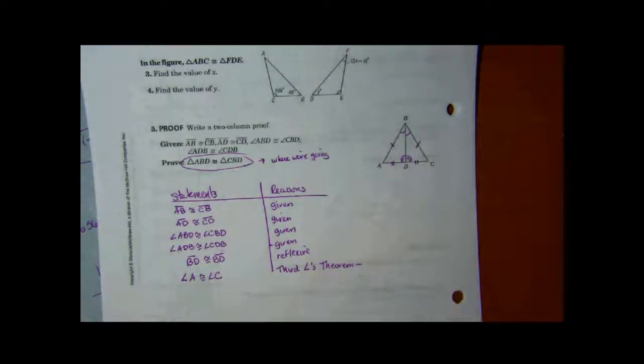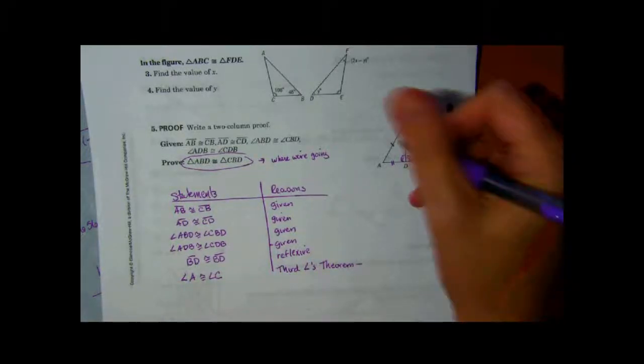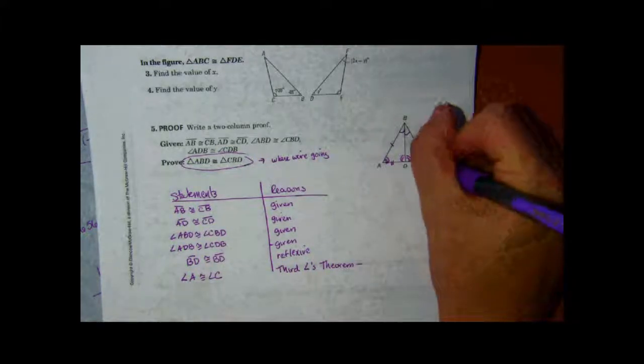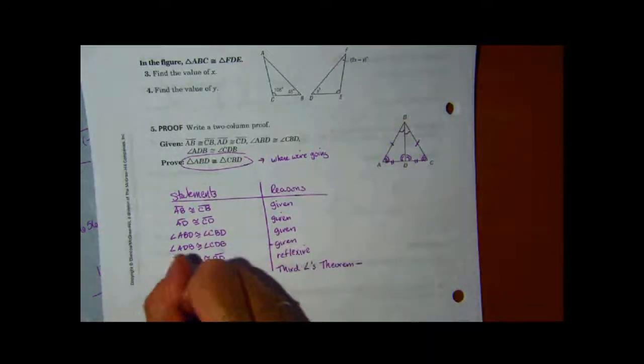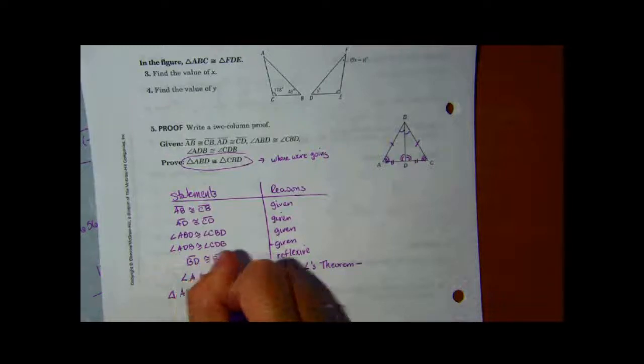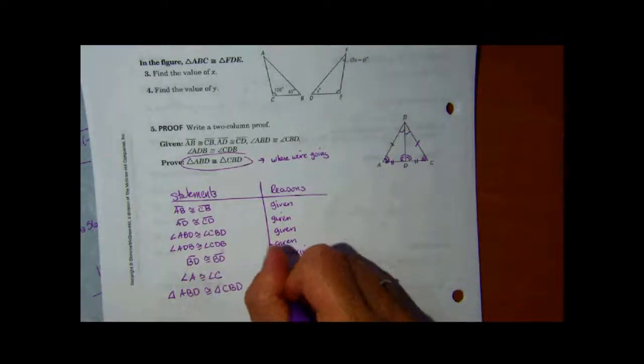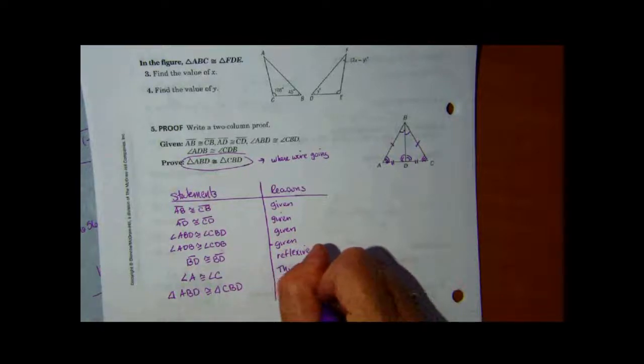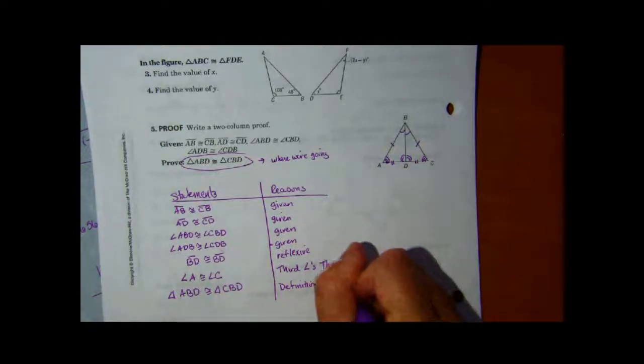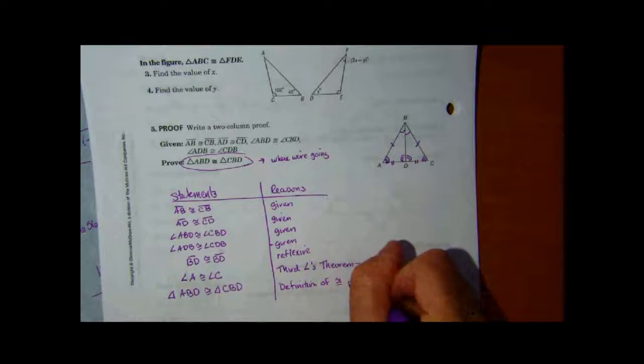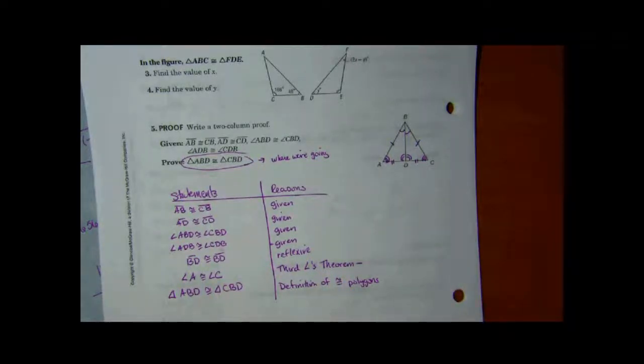Okay, my third angles theorem said that if two angles in a triangle are congruent, then the third angle is congruent. And you don't have to write that out. You can just write third angles theorem. If you want to write it out, you can, but you don't have to. So now I have all three angles and all three sides. So I can say triangle ABD is congruent to triangle CBD. And the reason I can say this is because of the definition of congruent polygons. And the definition of congruent polygons is that all the sides and all the angles are congruent.